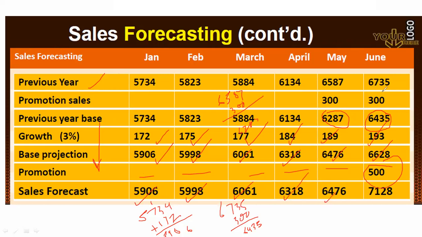And if you see the current sales forecast for June, when you add 6,628 plus 500, you will get 7,128. So adding on, you get the correct value of the sales forecast for the current year for the month of June. That is the promotion base projection plus the promotional sales. So you will get the required forecasting.